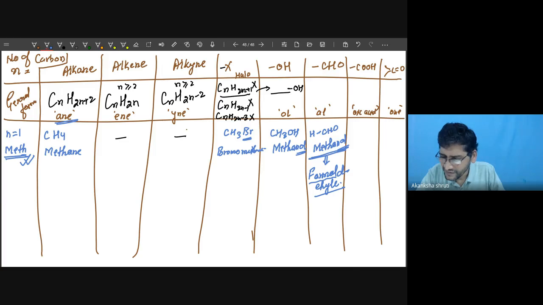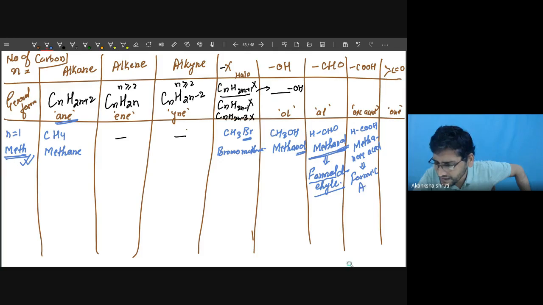Coming to the acid group, HCOOH is also possible. It will be called methanoic acid. Okay, student? And the common name for this is formic acid. This name is also very important because you will get this name in your book as well as in your examination. So one is called formic acid. Like formaldehyde, it is the acid group, so it is called formic acid.